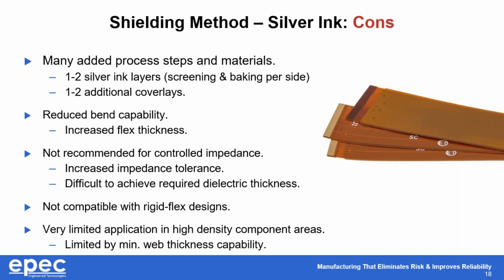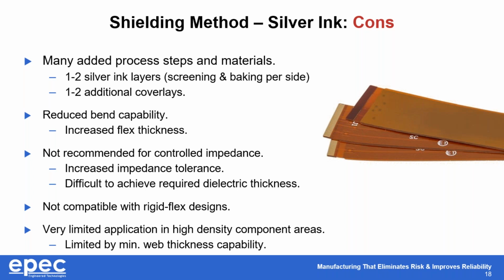The cons of silver ink. You are adding a lot of added process steps and materials during the manufacturing process. You need to add at least 1 to 2 silver ink layers. They need to be screened and baked per side. You have to add additional cover layers. As I mentioned earlier, the increase in thickness is going to reduce the bend capability. Definitely not a recommended process or shielding methodology for controlled impedance designs.